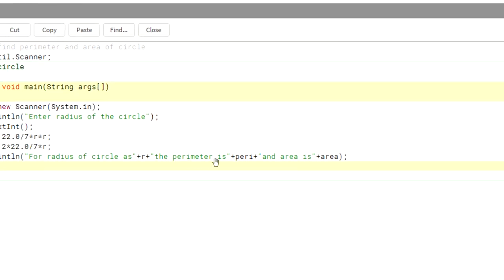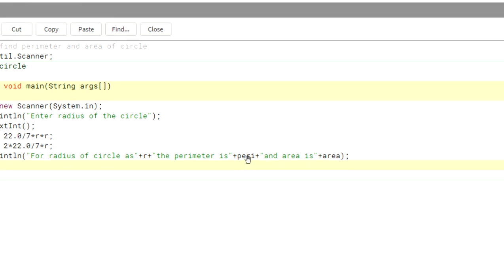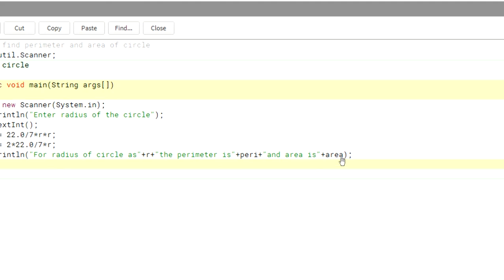Next, "the perimeter is" plus peri. It will connect. That is why this plus is present. What is the duty of this plus? It connects the value of perimeter and "and area is". Similarly, "and area is" and the value of area are connected by this plus. Got it?